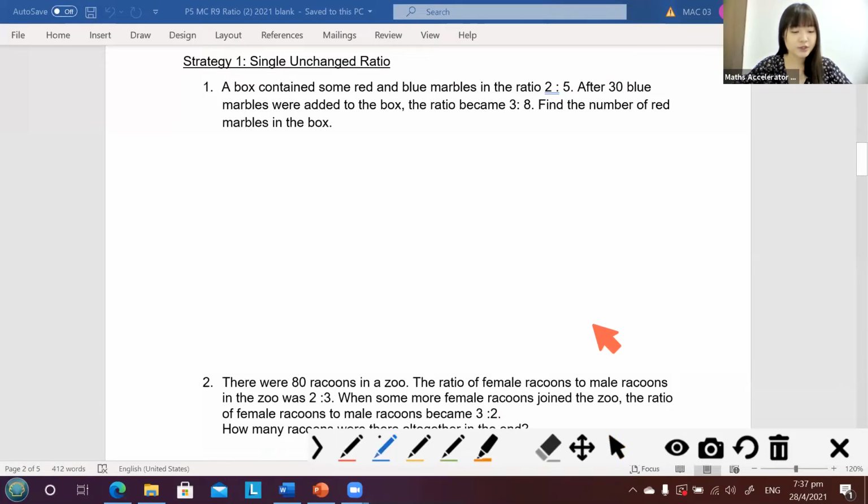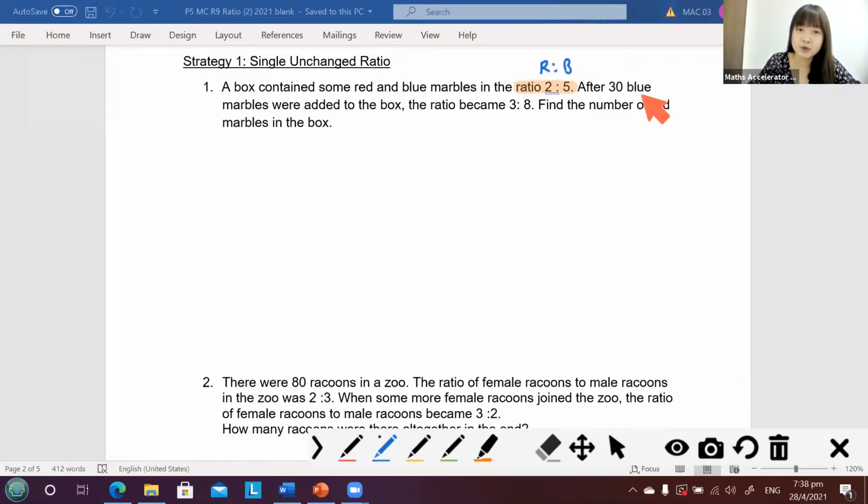Okay, so let's look at the first question. A box contains some red and blue marbles in the ratio 2 to 5. This is the ratio. Now, for those of you who have already touched on ratio, when they say red to blue, you must follow the order that they give it to you. If it's red to blue, it's red to blue, not blue to red. So the 2 here belongs to red, 5 belongs to blue.